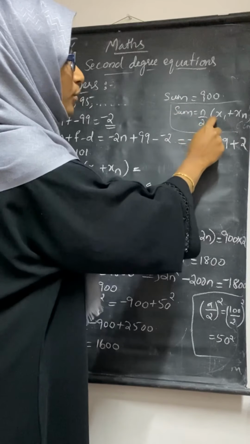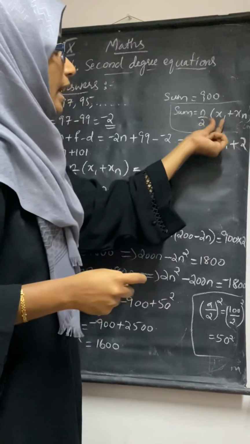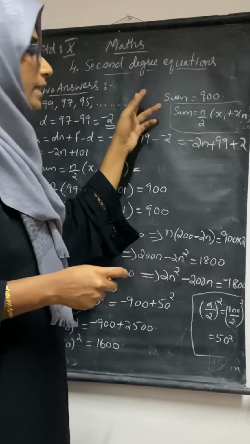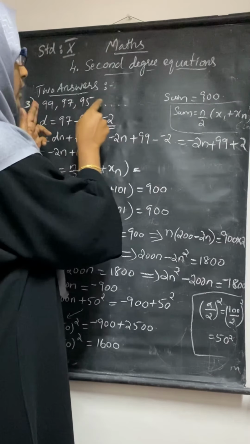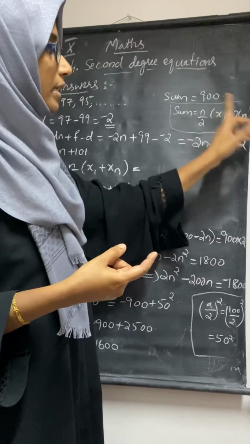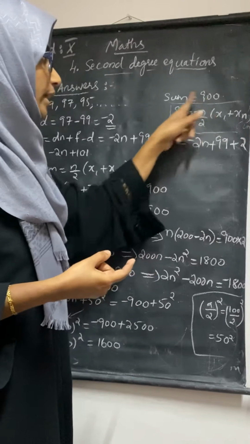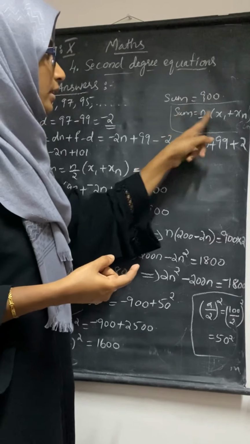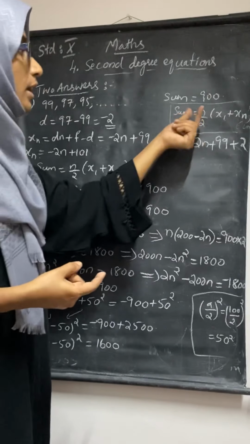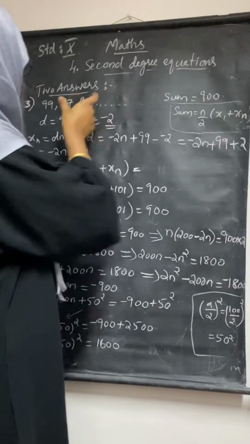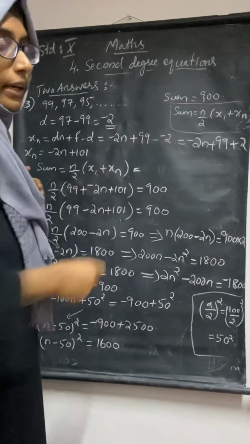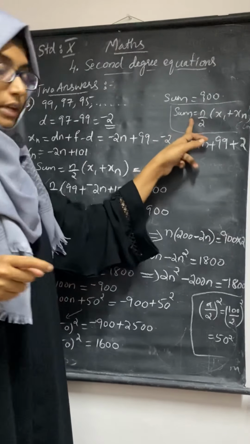Sum is equal to n by 2 into (x1 plus xn). Here x1 is the first term. xn is the last term, which we don't know. How many terms we have to add, we have to find out; then only can we find xn. So xn is unknown here. The sum we know is 900, so if you put 900 here, these all you know. x1 you know, xn we don't know; that you have to find out. Now n is the number of terms, and that only we need: how many terms we have to add to get 900. So this is the formula we are using.